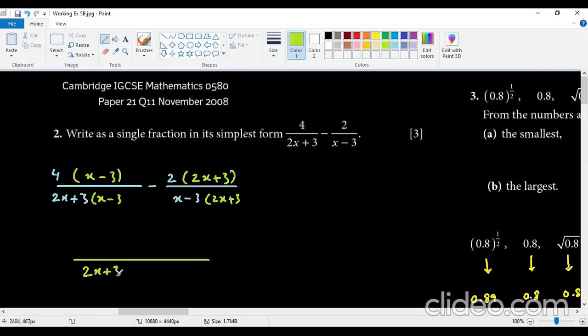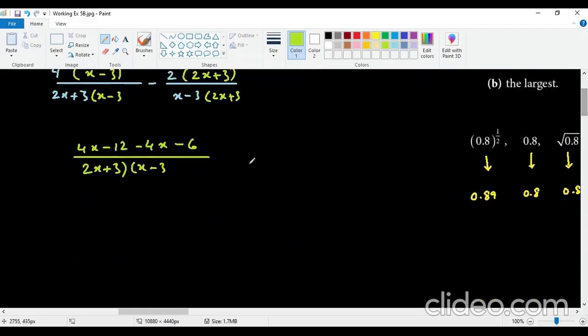Now down below you will have (2x plus 3)(x minus 3), and on top we will have 4x minus 12 minus 4x minus 6, because negative 2 times 3 is going to be negative 6. Now simplifying further, plus 4x and minus 4x is going to be cancelled, and minus 18 over (2x plus 3)(x minus 3) is going to be your final answer. Moving on to question number 3.